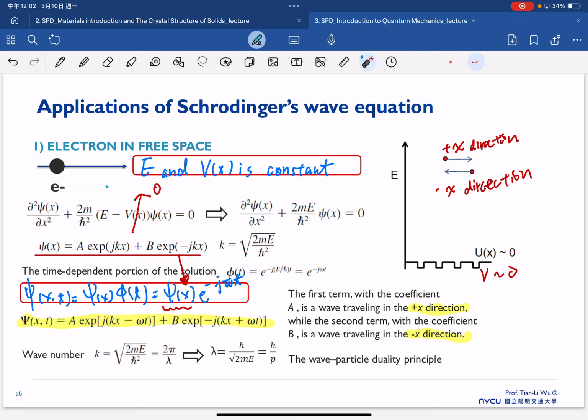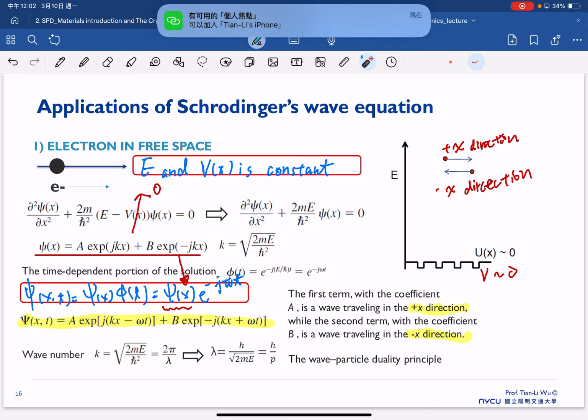So this is the first application where we use a wave equation to understand the electron traveling in free space.